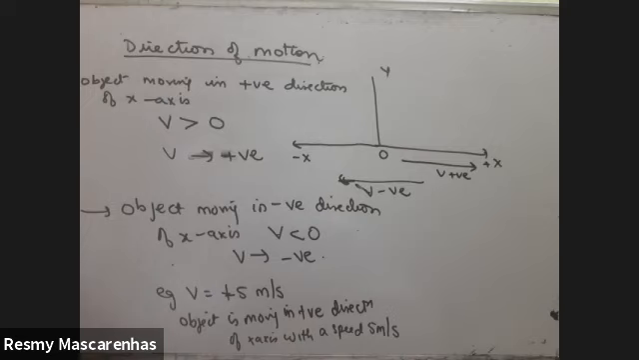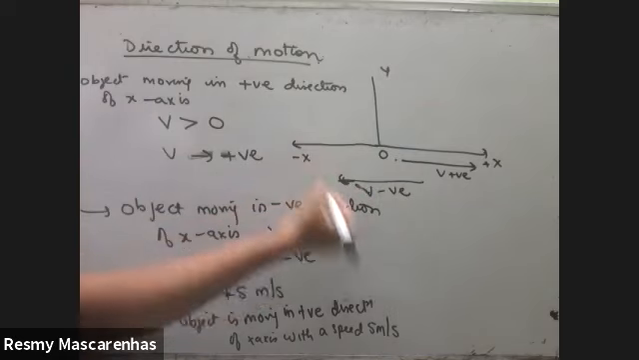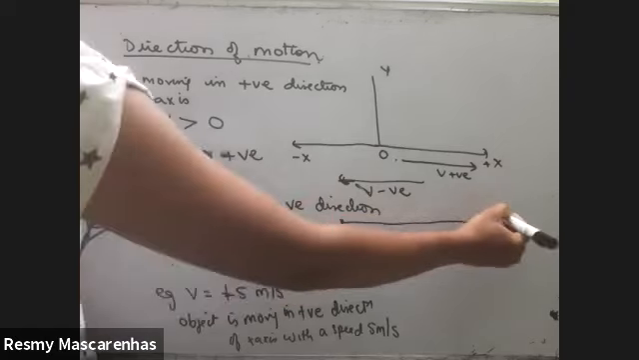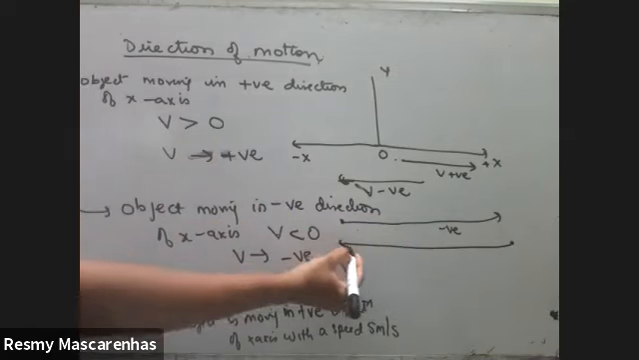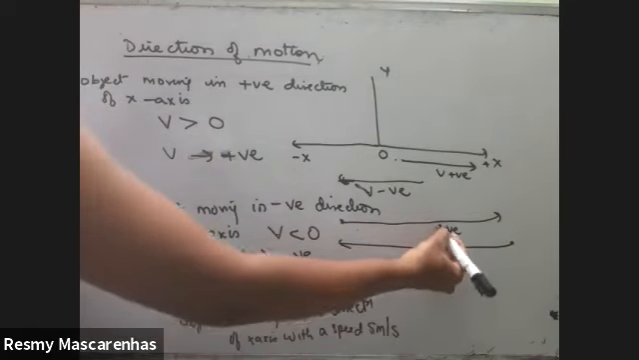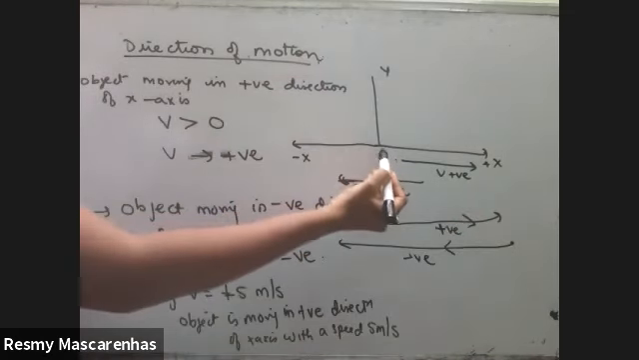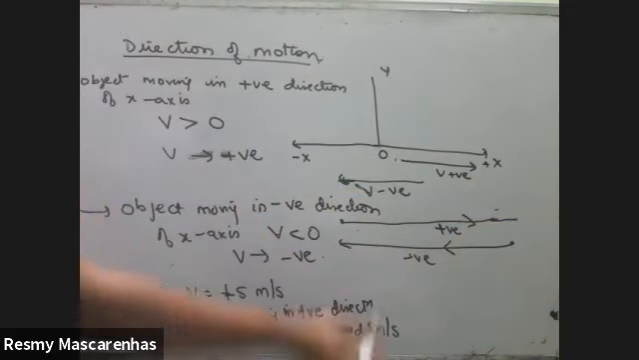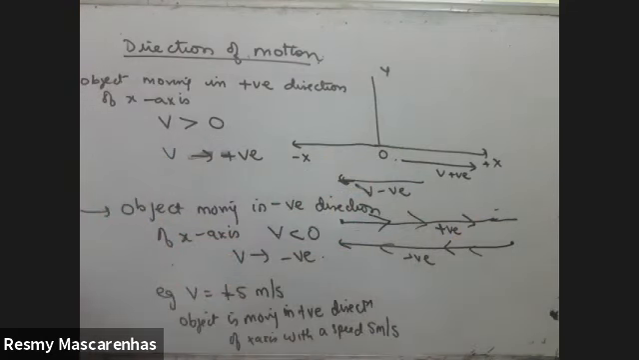whatever the object or the person, it's not necessary that it has to start from the origin. The person could start from the negative infinity side also, but if he's moving this side, it will still be positive. If the person is starting here and coming this side, this is positive and this would be negative. So it's not only with reference to the origin, it could be from any point. If he's starting from here and going this side, it is negative.